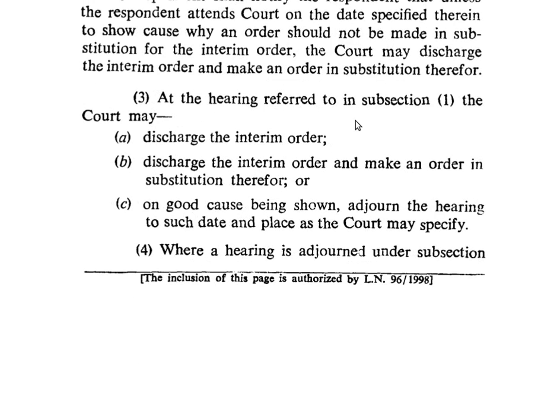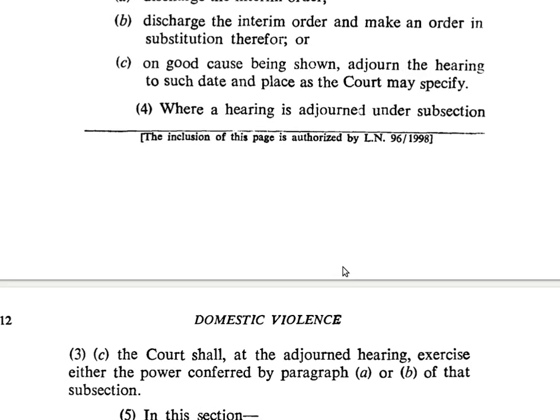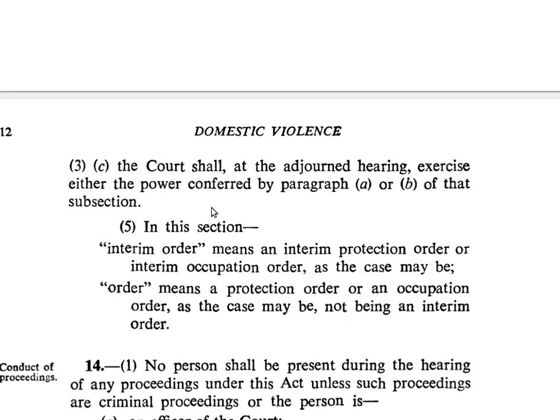Subsection 3. At the hearing referred to in subsection 1, the court may A. Discharge the interim order, B. Discharge the interim order and make an order in substitution thereof, or C. On good cause being shown, adjourn the hearing to such date and place as the court may specify. 4. Where a hearing is adjourned under subsection 3C, the court shall, at the adjourned hearing, exercise either the power conferred by paragraph A or B of that subsection.